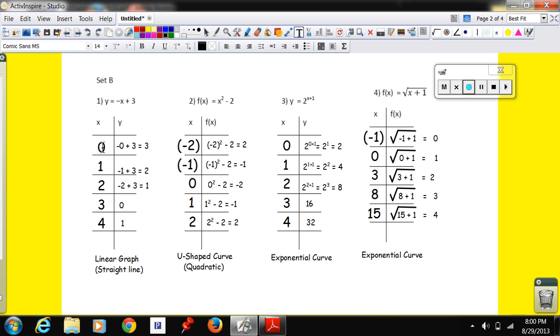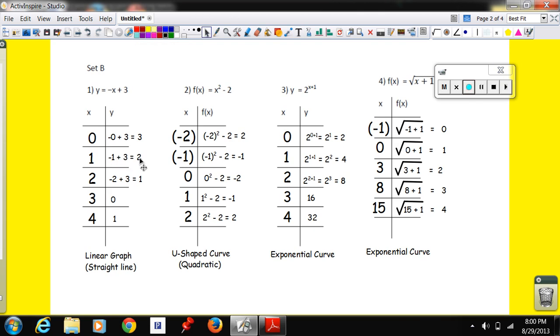In this set, I would input 1, 2, 3, 0, 1, 2, 3, 4, and you need to show what you put in, and then get your answer. You might notice that there's a pattern developing here. As you go up by 1, you're going to go down by 1, so you could put in the last couple of numbers.